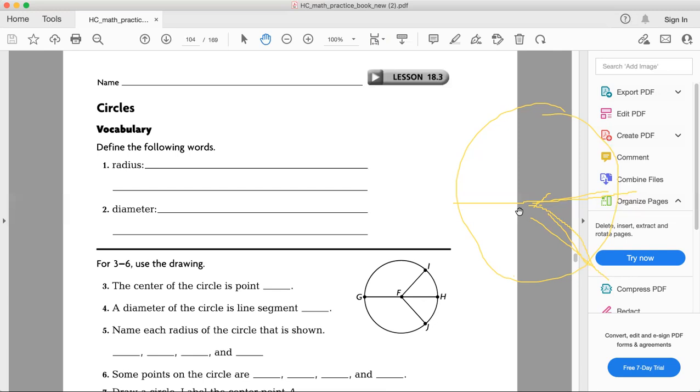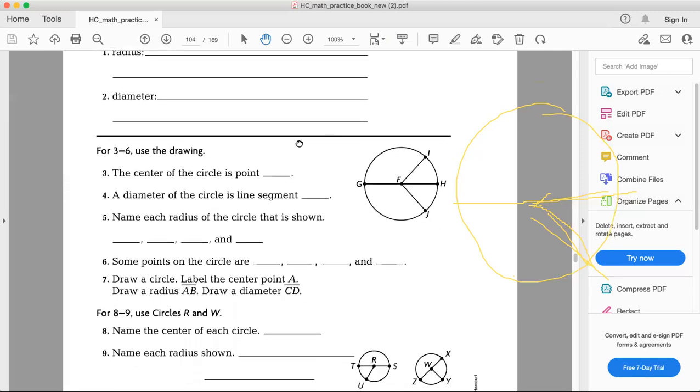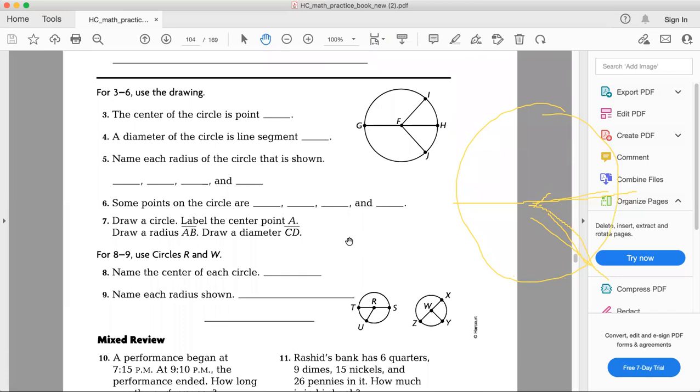Number 2. Diameter is the middle line of a circle is called diameter. The middle line of a circle is called a diameter. Or the distance between the center and the circle is called the diameter. Excellent. Tell me number 3, beta. F. Very good. Tell me number 4. Number 4. GH. Very good. Number 5.